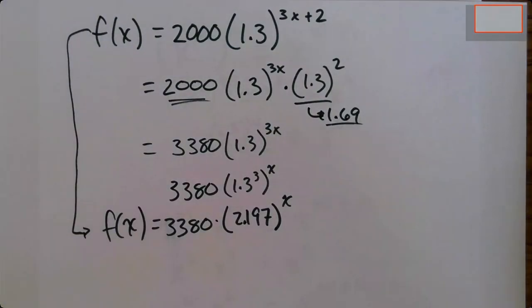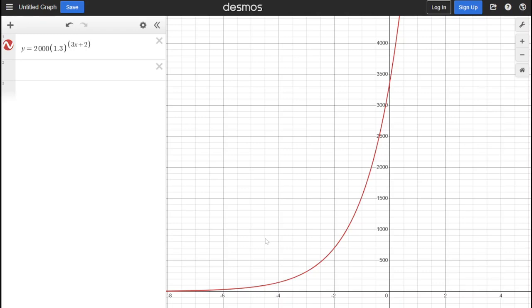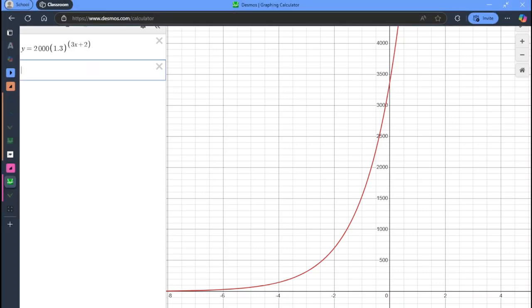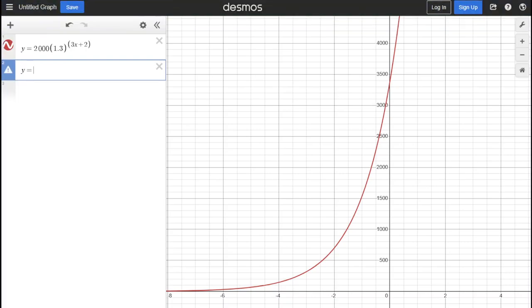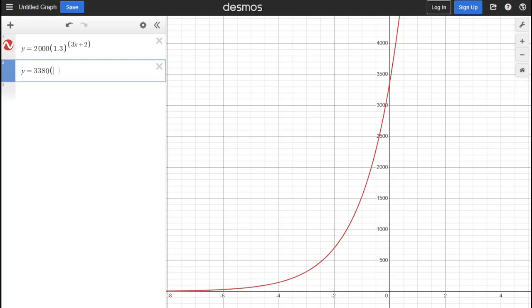So let's graph the original function in Desmos. When I take a look at it, you can see that I do have the 2,000 times 1.3 to the power of 3x plus 2. And I'm going to type in our simplified version here, which was y is equal to 3,380 times 2.197 to the power of x.